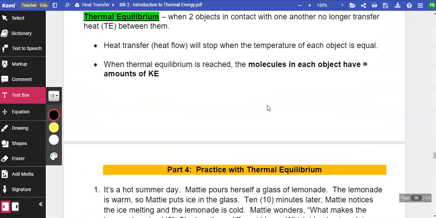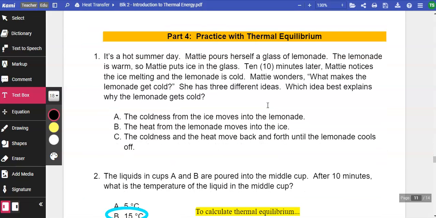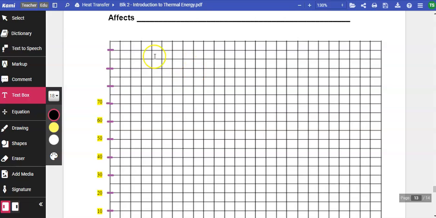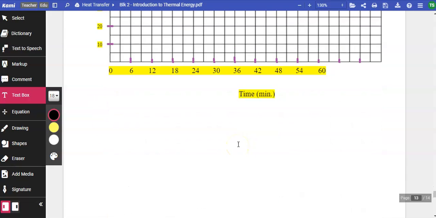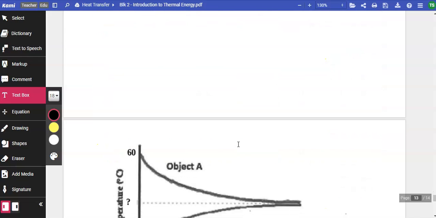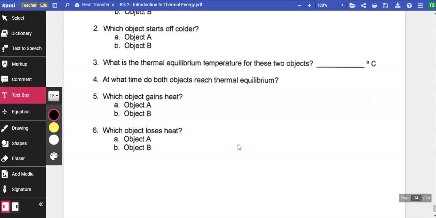Then I want you to scroll down. You should already have foot therapy done. If it's not done, then you need to do it. Then you're going to scroll down to page 11 and do number 1. And then you're going to complete the graph. And then remember I said use a blue line for the cooler liquid and a red line for the warmer liquid. And then you're going to scroll down to page 14 and complete the 6 questions. Okay? That is your homework.